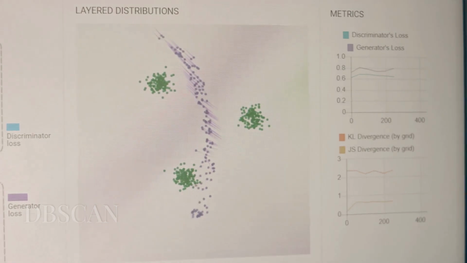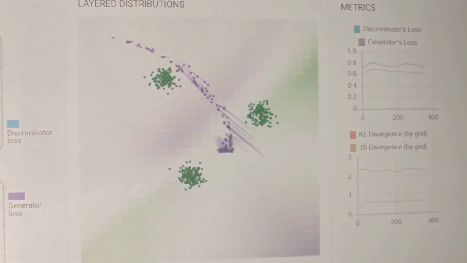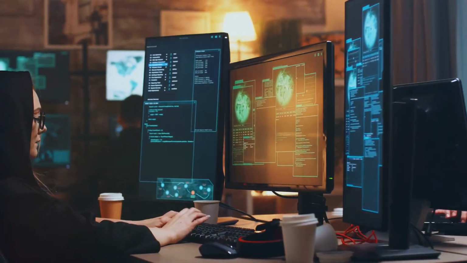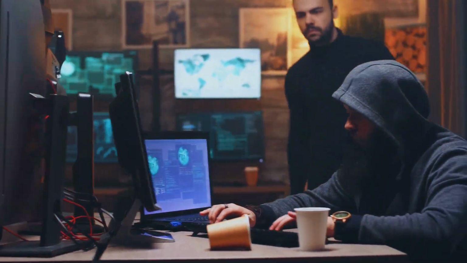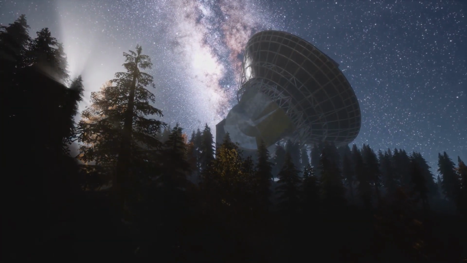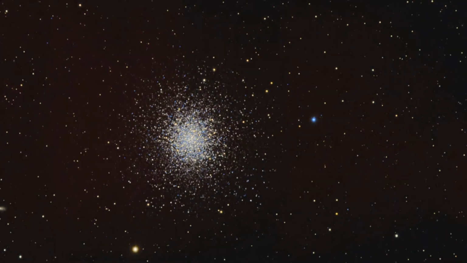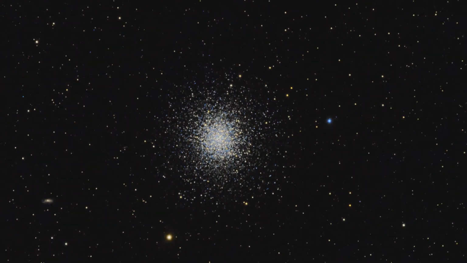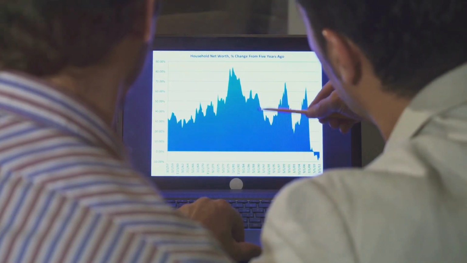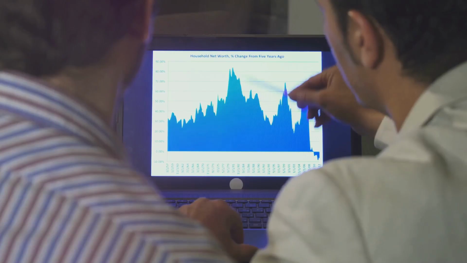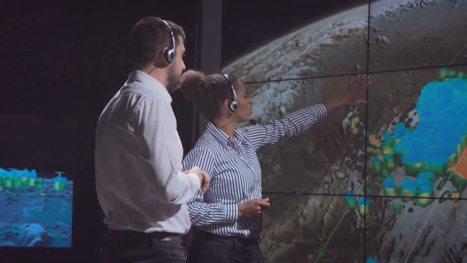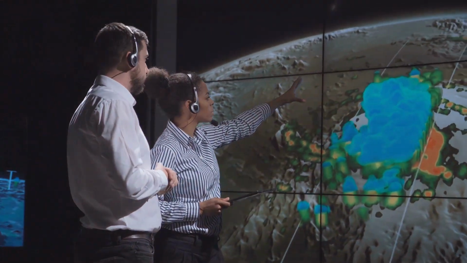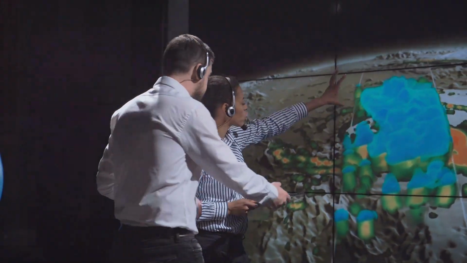DBSCAN, which stands for Density-Based Spatial Clustering of Applications with Noise, is a powerful clustering algorithm that can find clusters of arbitrary shapes and handle noise in the data. Imagine you're studying the distribution of stars in a galaxy. Some stars form dense clusters, while others are isolated. DBSCAN groups together points that are closely packed together and marks points that are in low-density regions as outliers. This makes it great for discovering clusters in spatial data and identifying noise.